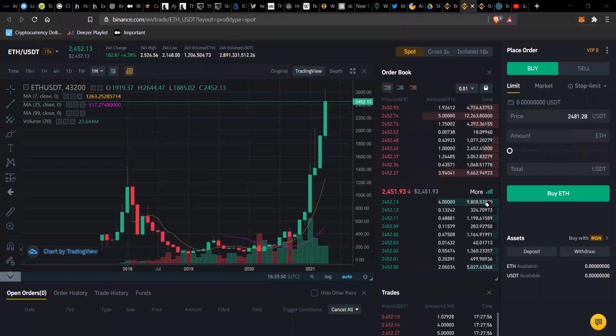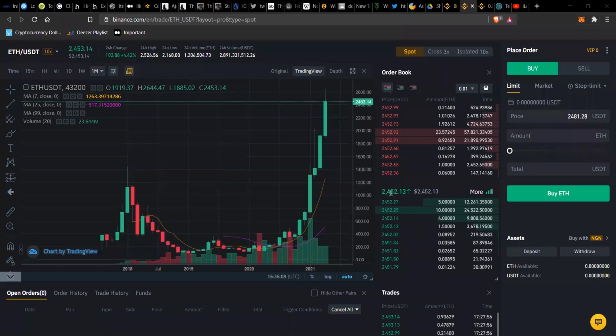So now moving on, limit. Limit order is where you set the price you would like to buy at. Now, what do I mean by this? Here I'm looking at ETH. ETH is trading at $2,452. But now I'm not satisfied with this price.